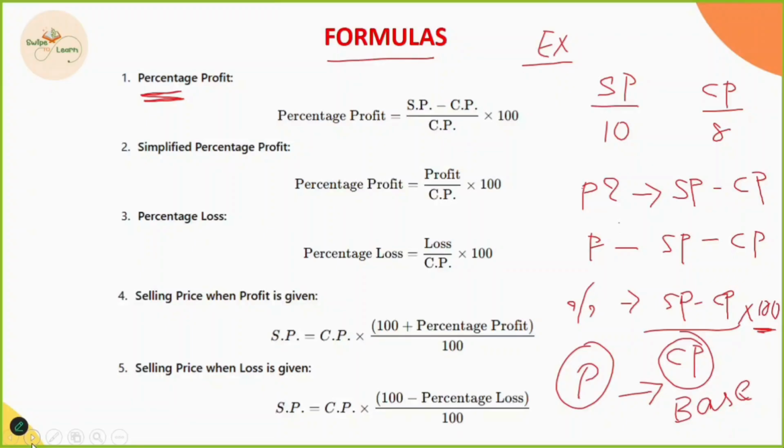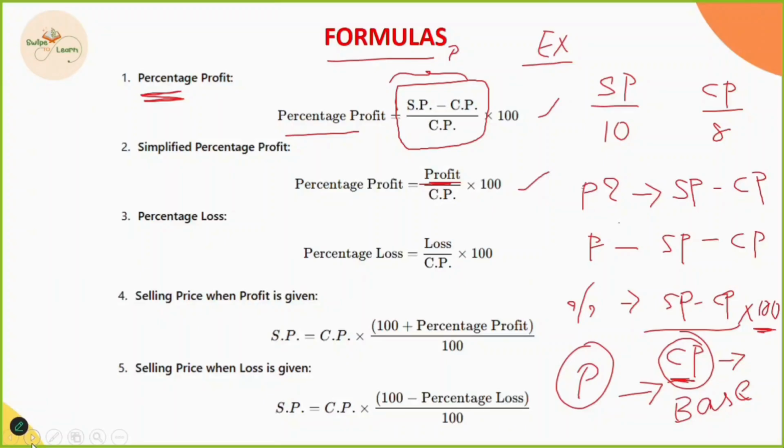So the price for which we bought is calculated as CP, so we consider CP as the base in calculating either profit or loss. Profit percentage is calculated as (SP minus CP) divided by CP into 100. This gives the profit percentage. SP minus CP is also called profit, so we can write it as profit divided by CP into 100.